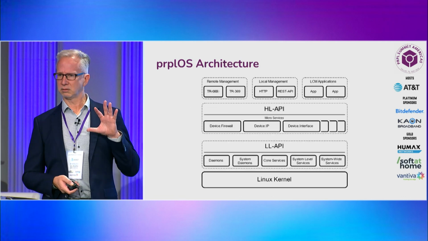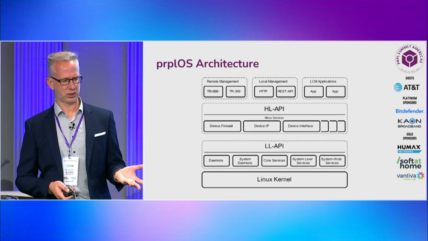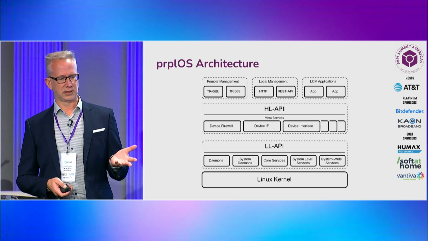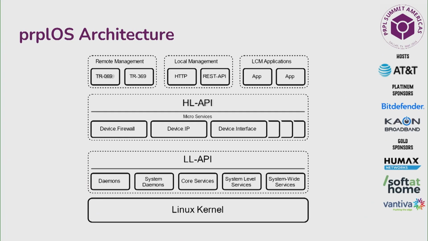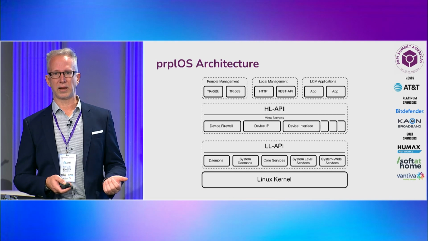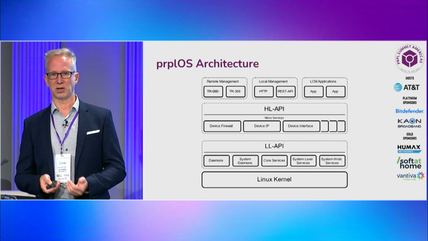Here's a quick diagram to demonstrate how this looks like, just a visualization. So you can clearly see the low-level API, the high-level API. And the high-level API, this is really what the operators care about, to have a standardized data model which is reflecting the device's configuration and status in a way that can be put into a centralized management system.